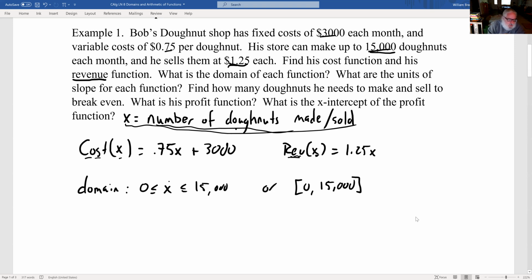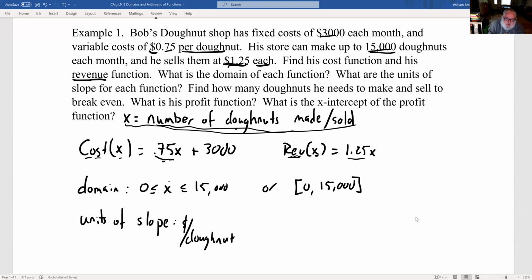Units of slope. It's dollars per donut for both of them, right? $0.75 per donut. Selling his donuts, the 1.25, the units of slope, he sells them at $1.25 each, so dollars per donut. So units of slope are almost always this for that. Cost is measured in dollars, revenue is measured in dollars, so it's going to be dollars per donut for both of them.